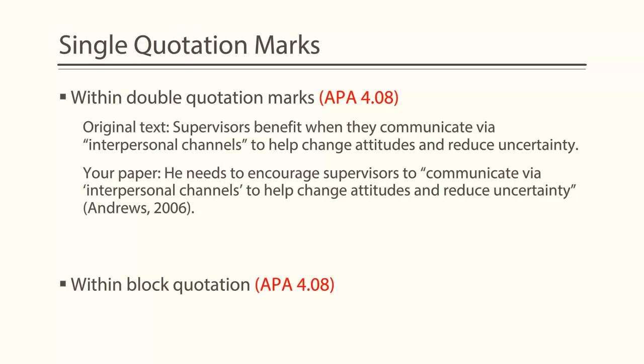There are a few times you use single quotation marks instead of double. One of those times is within double quotation marks. If the original text uses double quotation marks around a phrase, when you cite it, you are already using double quotation marks for the quotation, so you will change the double from the original text into single quotation marks in your paper. The same occurs with block quotations. If the original text had double quotation marks around a word or phrase, you will change that to single quotation marks within a block quotation.